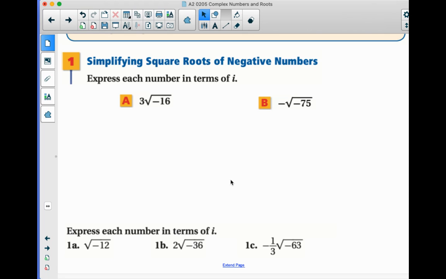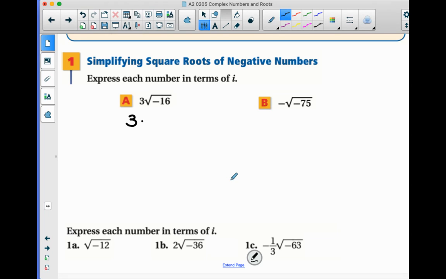Express each number in terms of i. Here's the deal. The square root of -1, we're going to call i. So when I break up the perfect squares here for 3 root -16, ordinarily we would see that negative in the root and be like, oh, no solution. It's not real. But here's what we're going to do now.